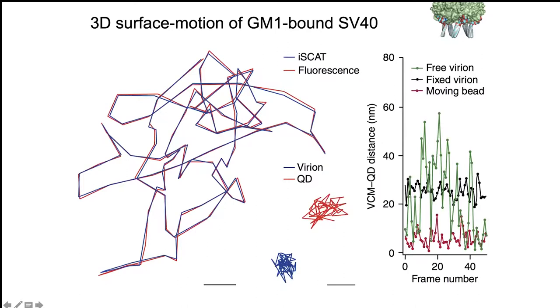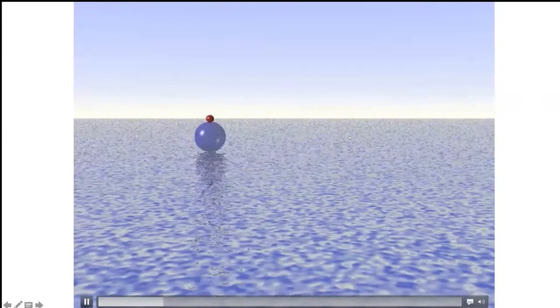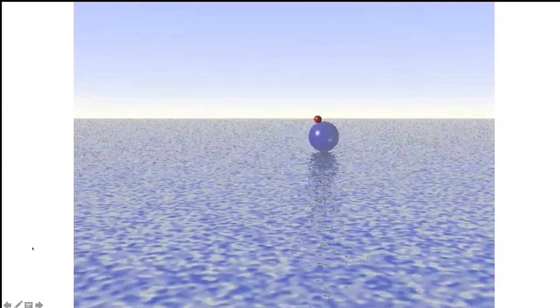So here we can see now a virion on a 0.1 molar GM1 surface. And you can see here, this is, for example, one distance here. You can see this is the distance between the virion and the quantum dot attached to it. And clearly, at some other points, the distance is much higher. Okay. And what happens here is that the virus is indeed rolling about on the surface of this membrane, which is shown here in this movie again. And you can see how the quantum dot and the virus is moving and rolling about on the surface as we observe the relative distance of the particle and the quantum dot.